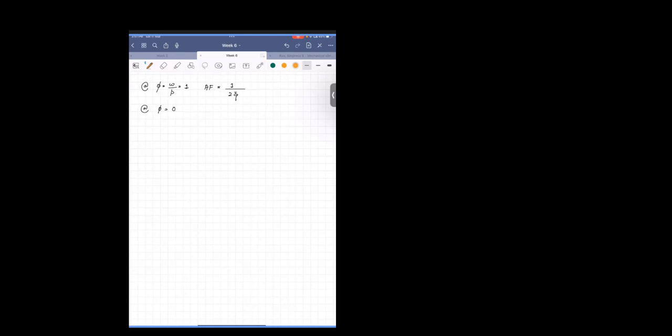Now we can have transmissibility. One more important topic is the transmissibility of our system. Transmissibility. Okay, so for example, we are having our single degree of freedom system like this.